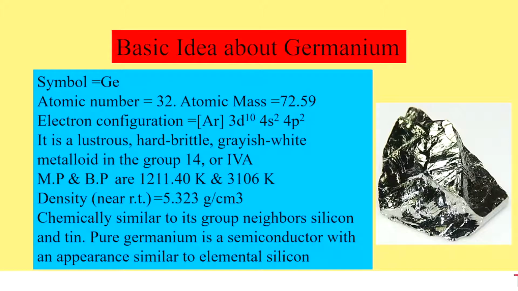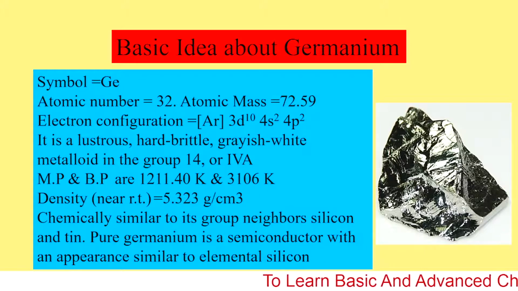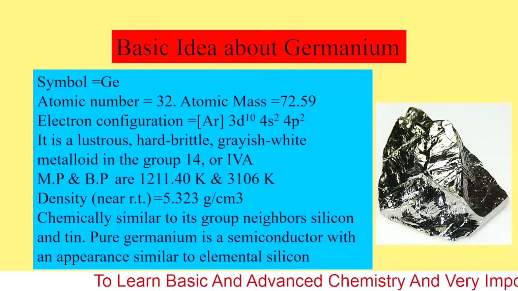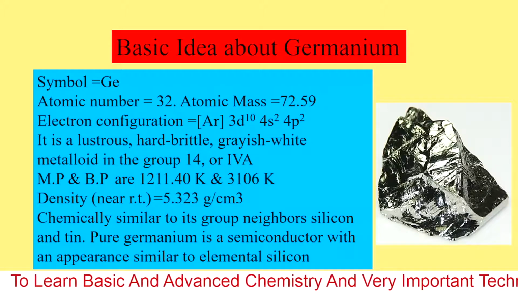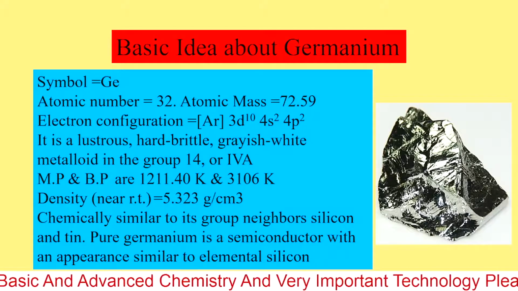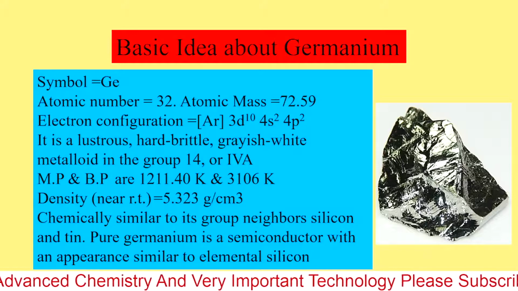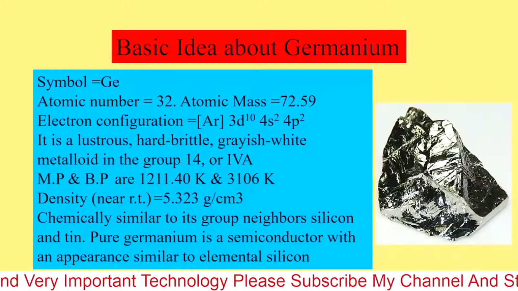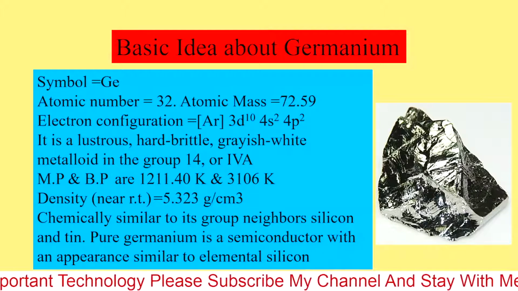First of all, we would like to learn about the basic idea of germanium. Germanium, the symbol is Ge. It has the atomic number 32 and the atomic mass is 72.59. As it has the atomic number 32, you can easily understand the electronic configuration.